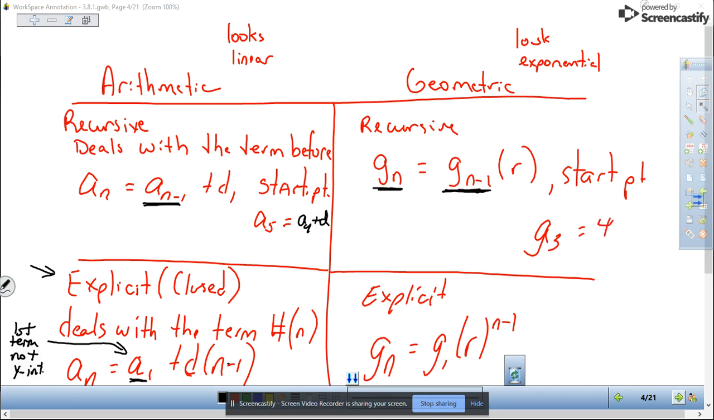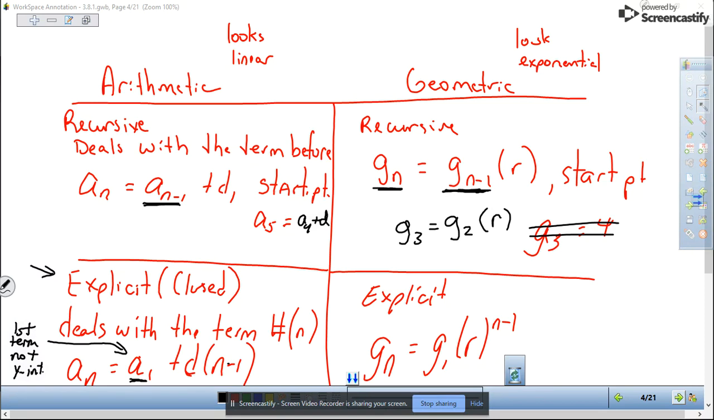All right, we'll try a different way. So G3 would be G2 times R. Does that make sense? Hopefully so. It's the previous term, the term that came before it, times the common ratio.